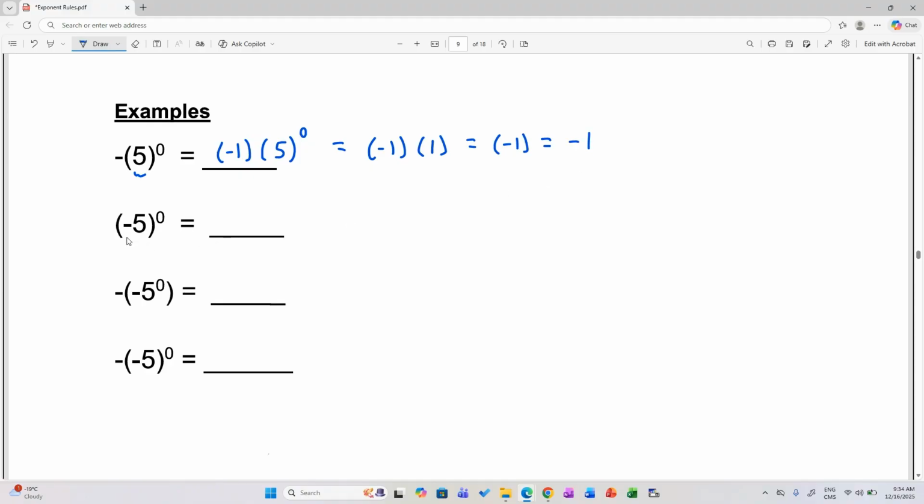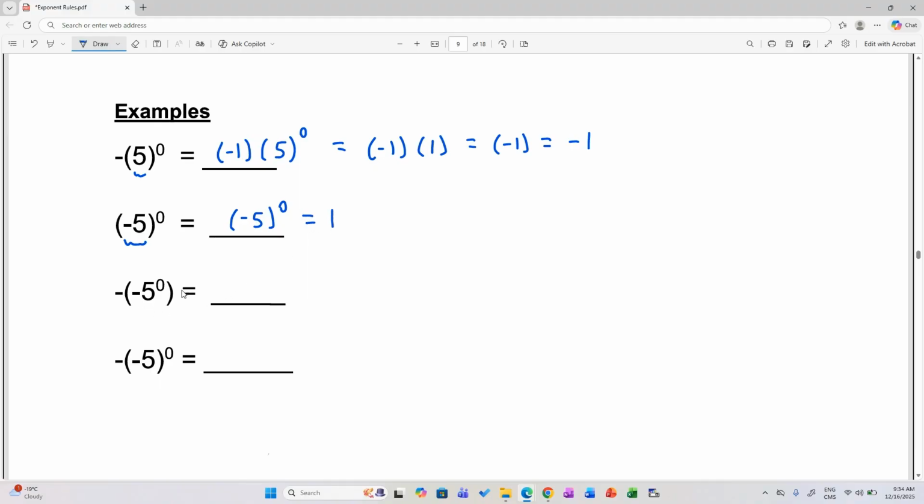Okay, great. Now I have negative 5 to the power of 0. So my base is negative 5. So in this case, any number or base to the exponent of 0 except for 0 would equal 1. So my answer is just 1.